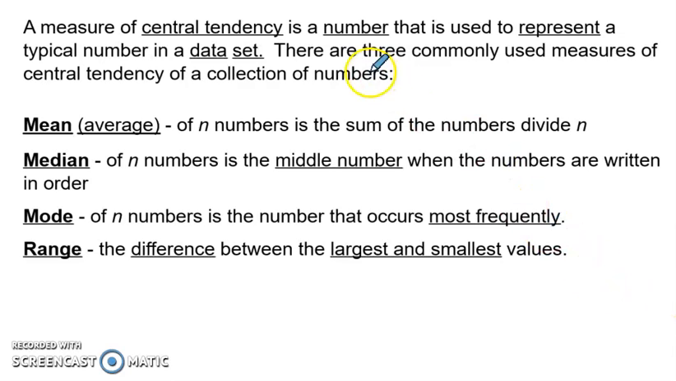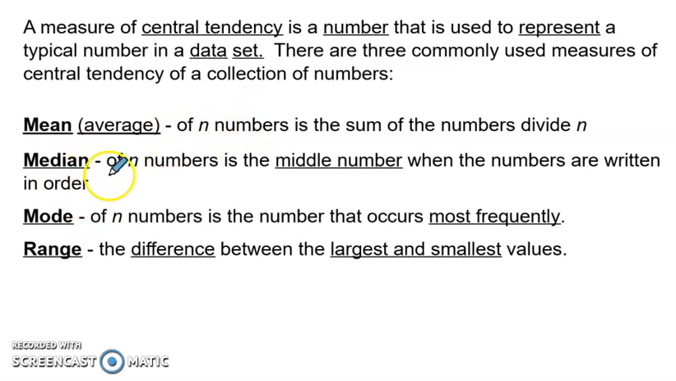All right. Now, what is central tendency? It is a number that can be used to represent a typical number of a data set. And there are different ways you can choose which number you want to use to represent your data. The first one is the mean, the average. What you do is you add up your numbers and divide by the number of numbers you have.